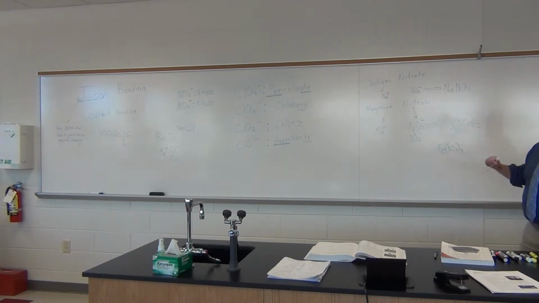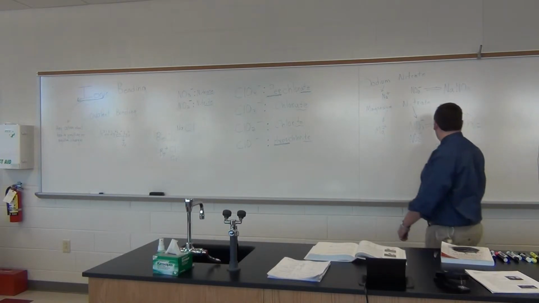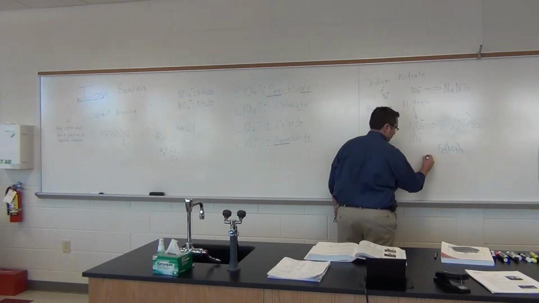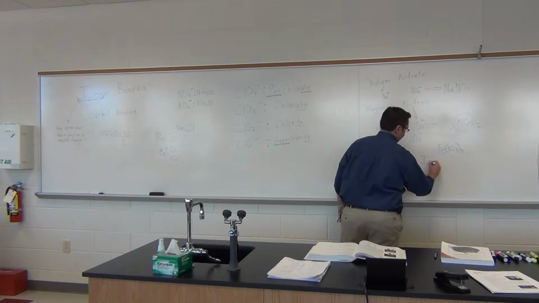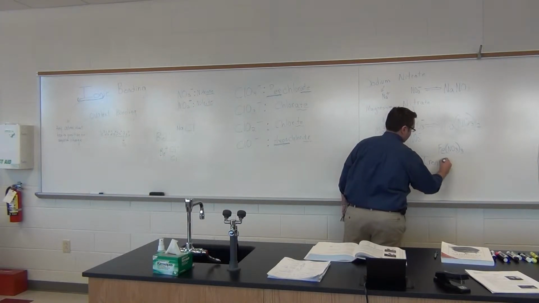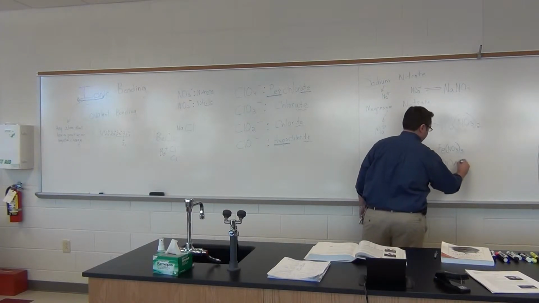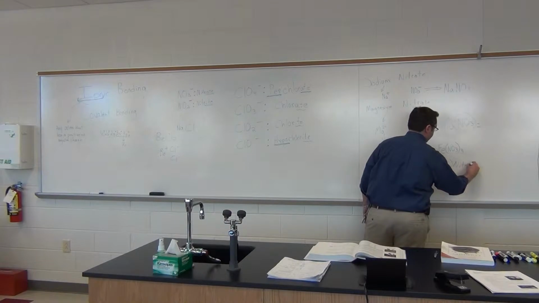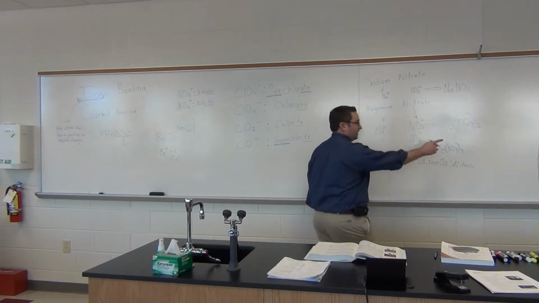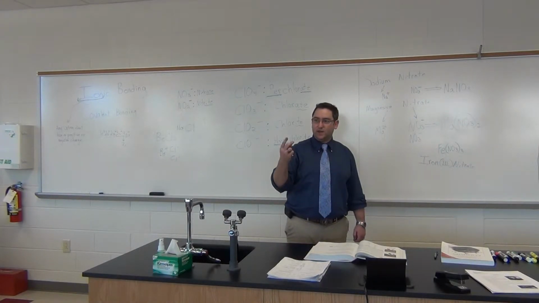Name this one. Iron nitrate. Iron 3, Roman numeral 3, nitrate. There you go. The only time you use the Roman numerals is for the transition metals that can have more than one charge. Now, how do we know to use the Roman numeral?